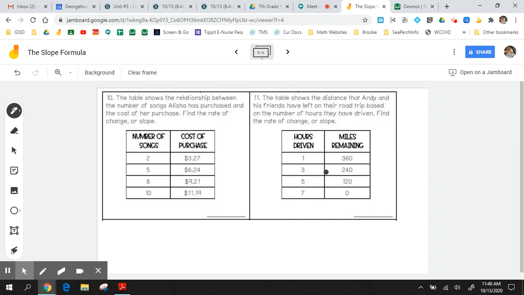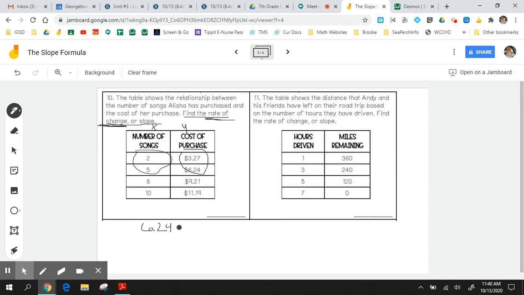All right, so we're back to having a table. If we have the number of songs that we purchase and how much our total cost is, what is that relationship? It says find the rate of change or slope. Rate of change is the exact same thing as slope. What I'm going to do is take these coordinates from here, these y values and these x values. Remember, x is on the left of your table, y is on the right of your table. And I'm going to subtract them. I'm going to show it down here.